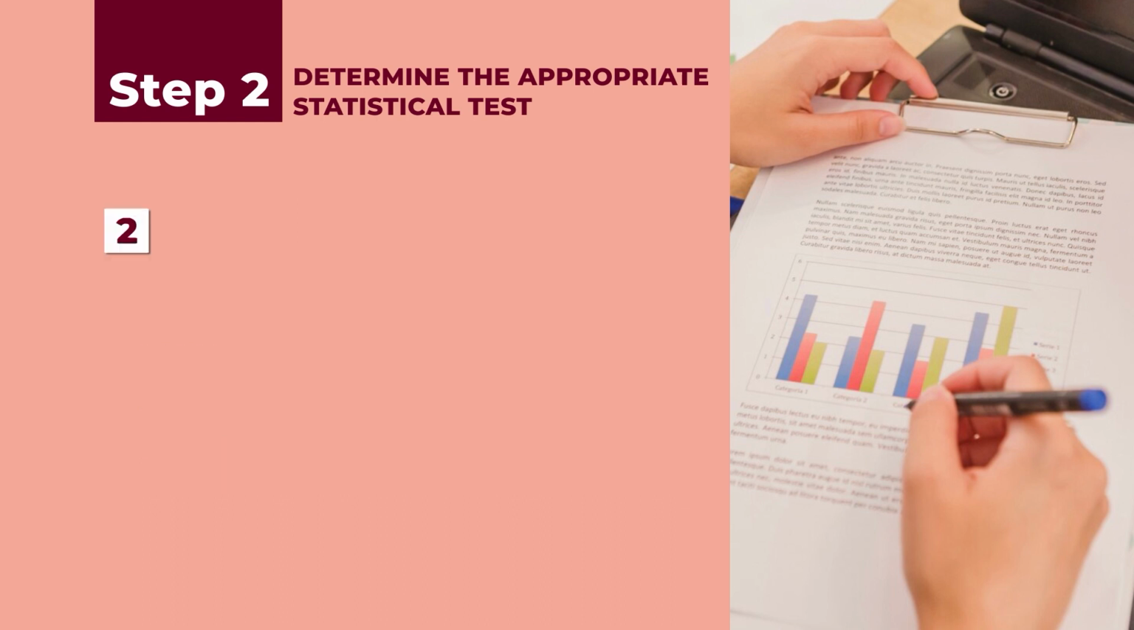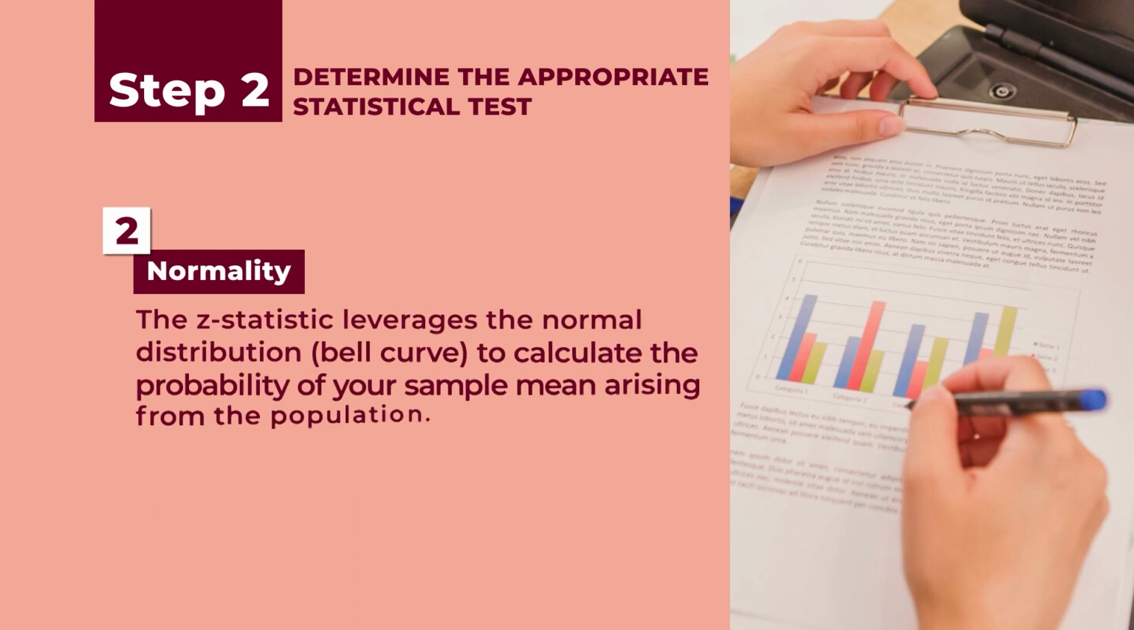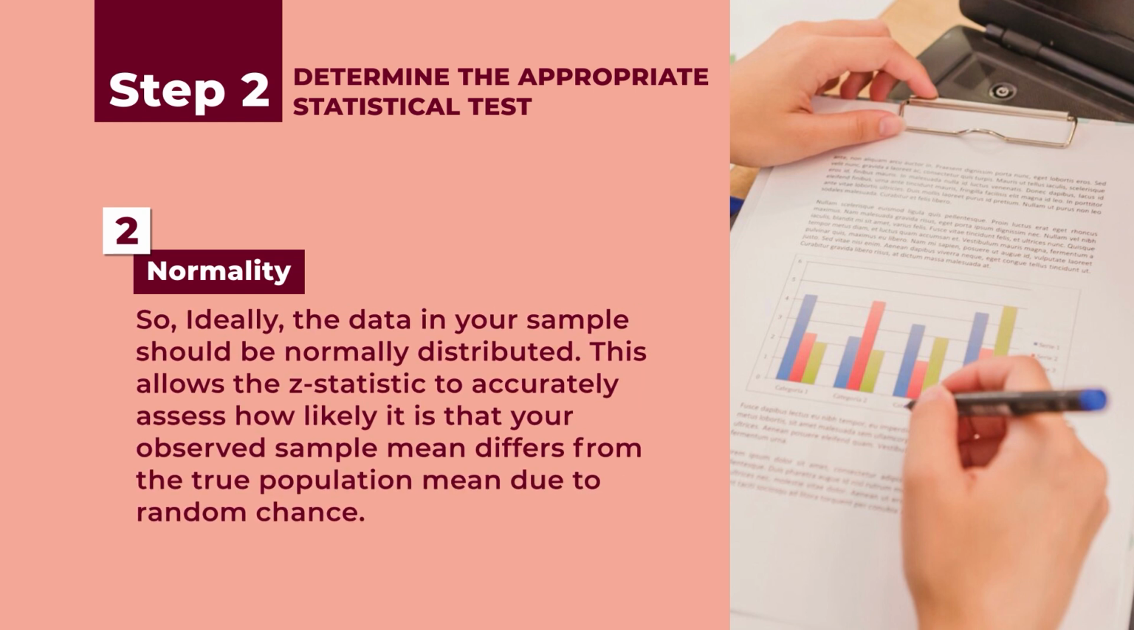This means every member of the population has an equal opportunity to be selected, eliminating bias caused by a non-random selection. The second assumption is normality. The Z statistic leverages the normal distribution to calculate the probability of your sample mean arising from the population. So ideally, the data in your sample should be normally distributed. This allows the Z statistic to accurately assess how likely it is that your observed sample mean differs from the true population mean due to random chance.